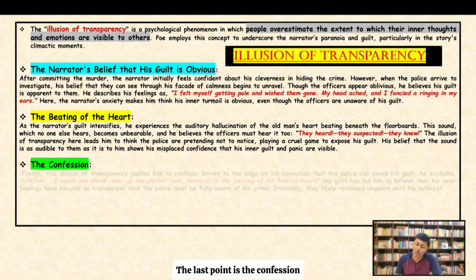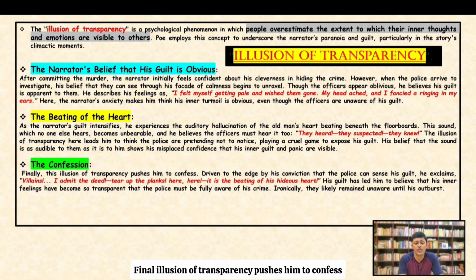The last point is the confession. The final illusion of transparency pushes him to confess. Driven to the edge by his conviction that the police can see his guilt, he exclaims, "Villains, I admit the deed. I admit the deed. Tear up the planks here. Here, it is the beating of this hideous heart."